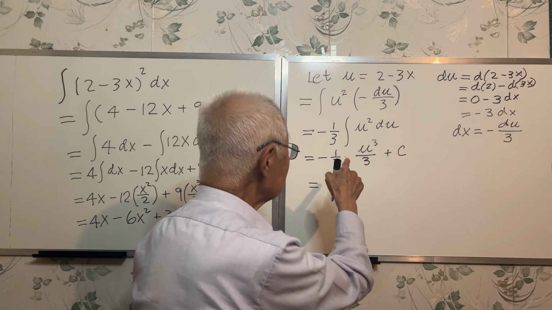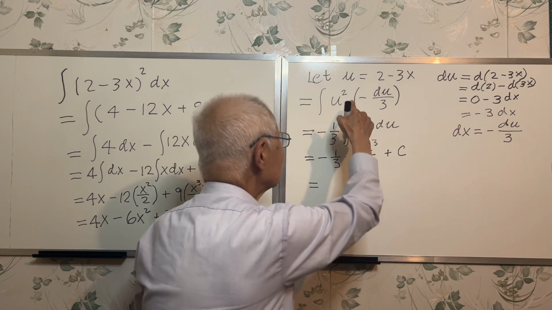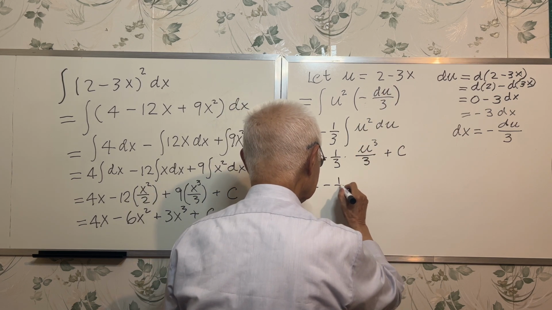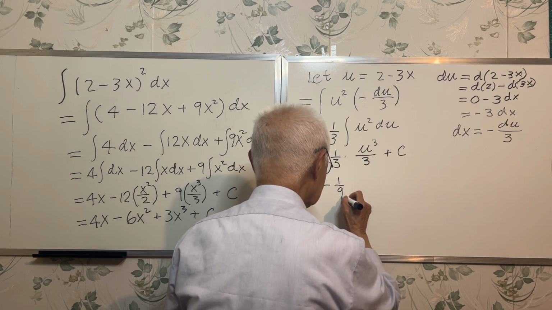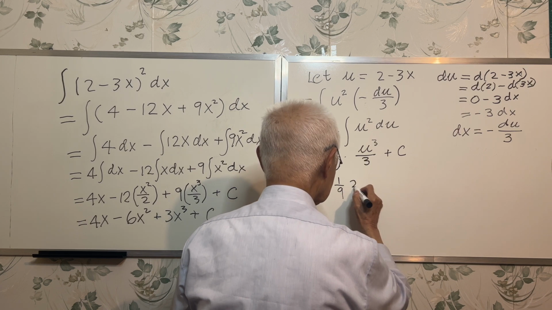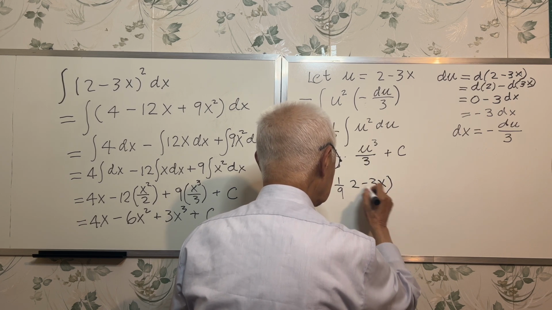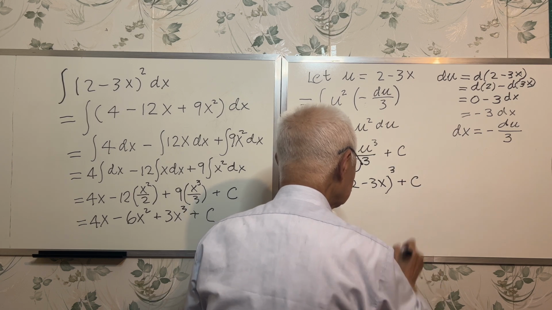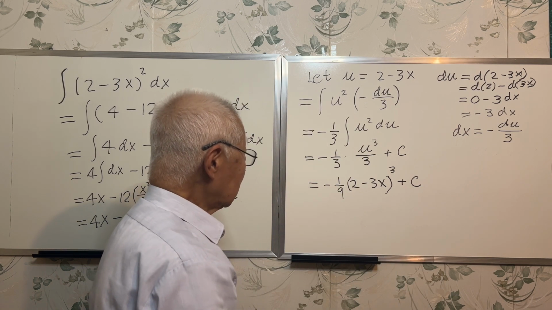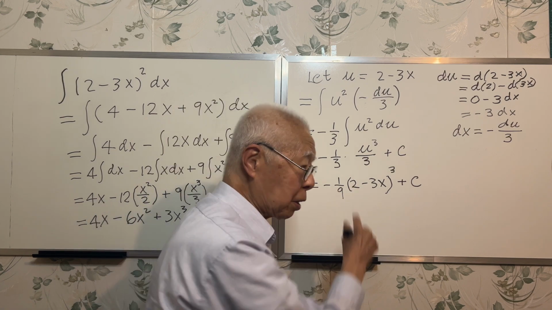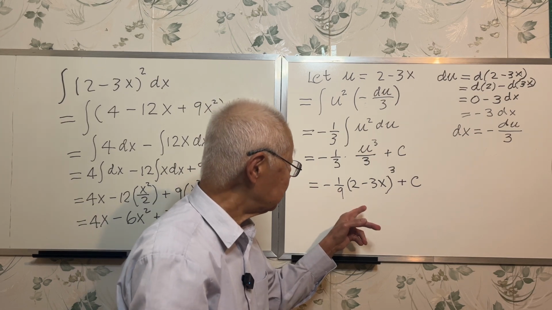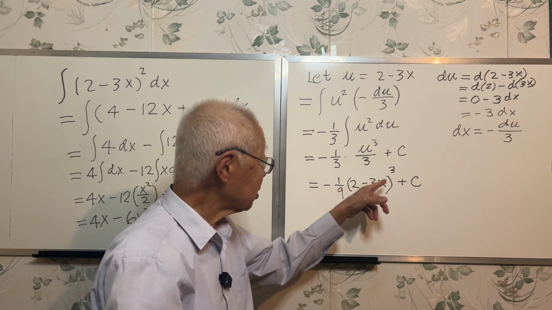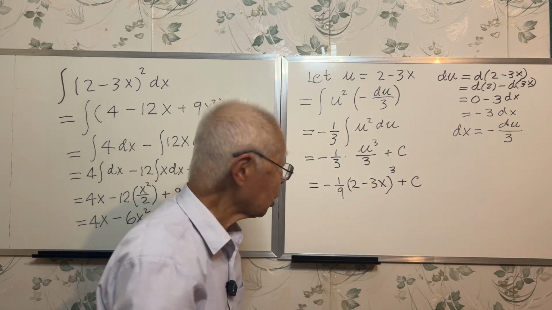What you need to continue is go back to x. U is this, so substitute that back, so 2 minus 3x. Then you can leave it there, because this is already the answer. You can leave your answer in this way, or you can expand it. It's a bracket cubed. You can expand it.